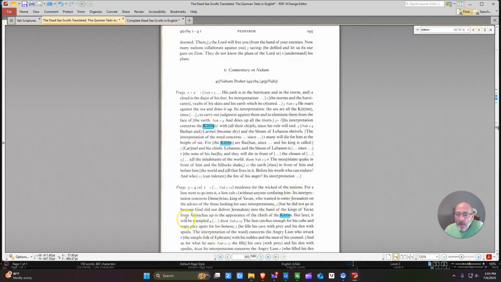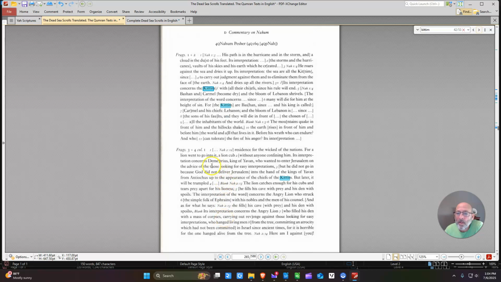Then we have, let's see, here's in Isaiah, and then they're interpreting with Demetrius of Greece, which is Yavan. I won't go into it, but this is the chiefs of the Kittim, which I do think they're talking about, because God did not deliver up Jerusalem to the Greeks, or into the hands of the kings of Yavan, from Antiochus up to the appearance of the chiefs of the Kittim. And in this context, I do believe we're talking about the Kittim of Rome.